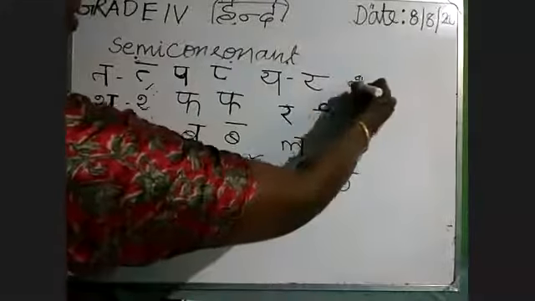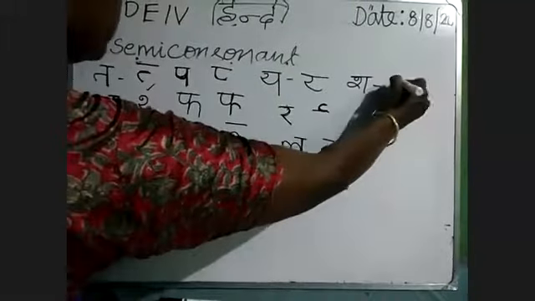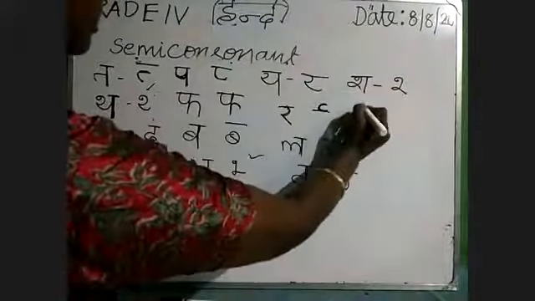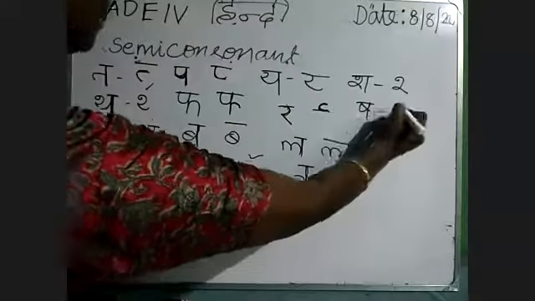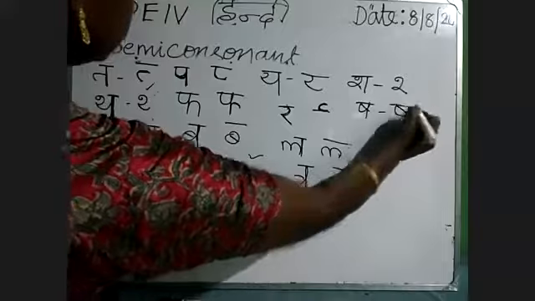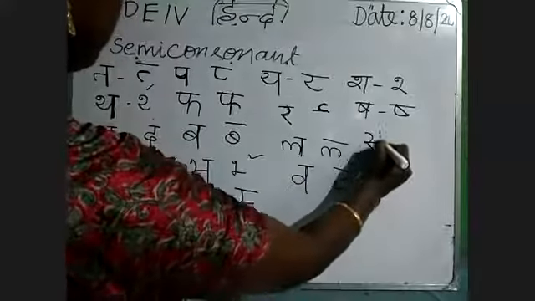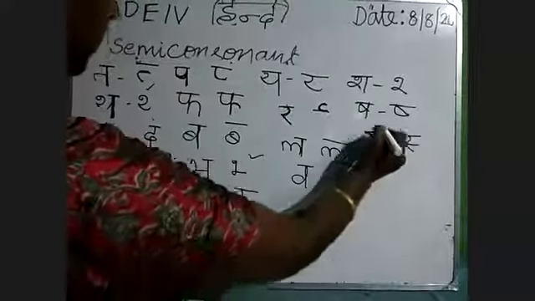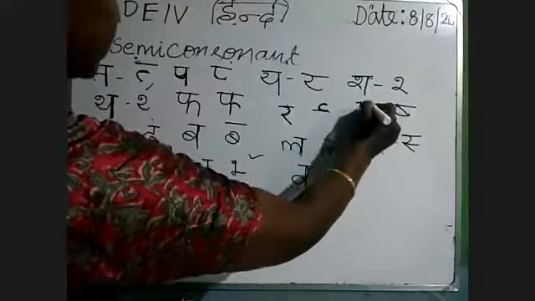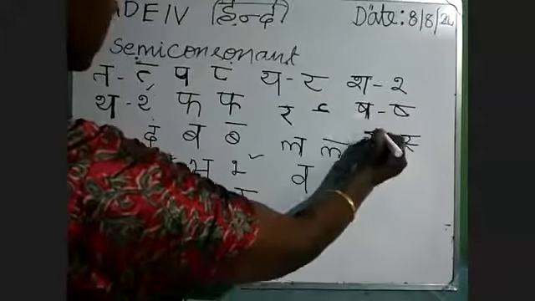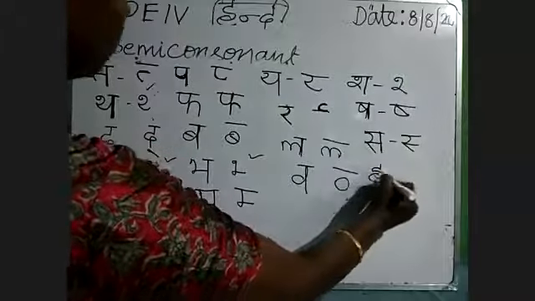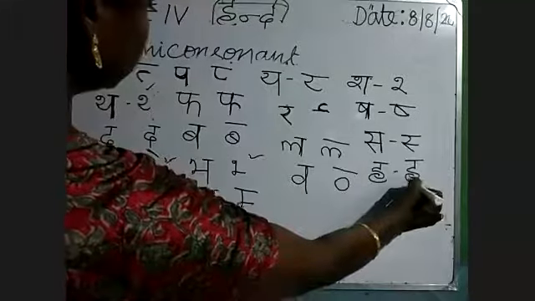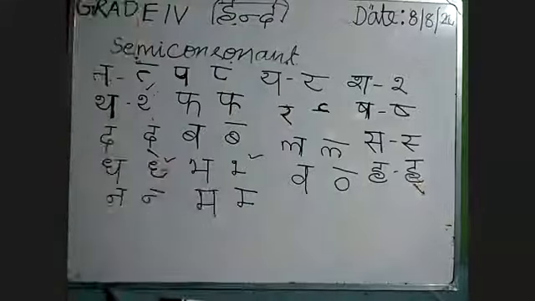This is sha. You should remove this line. Ish, sha, ish. This is sha and this is ish. This is sa and this is is. Only you have to remove this line alone. Then ha. This is ich. That's all.